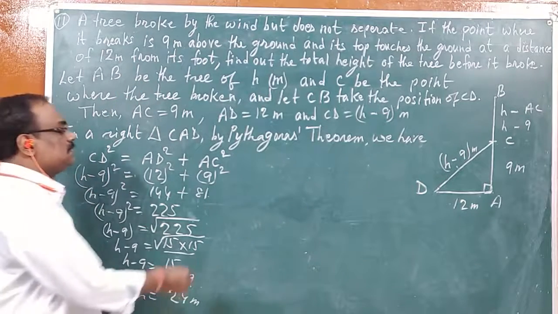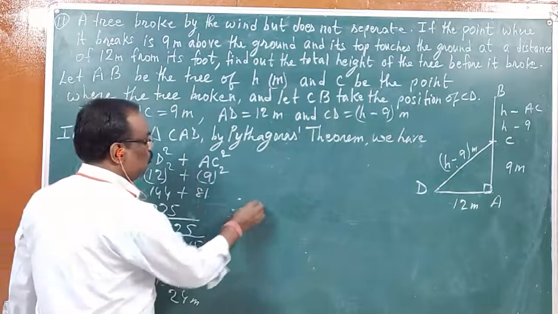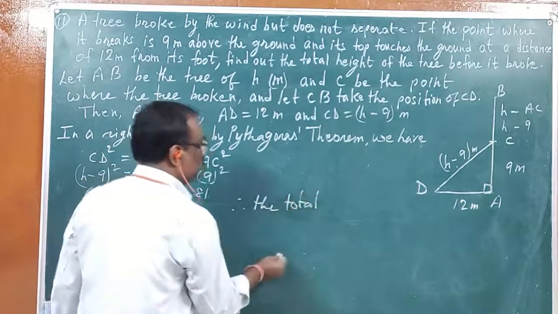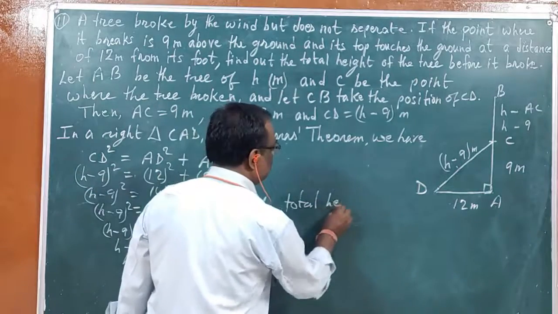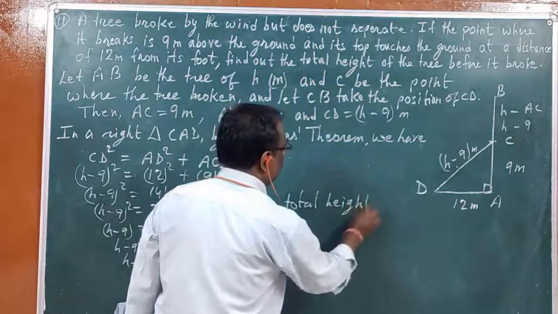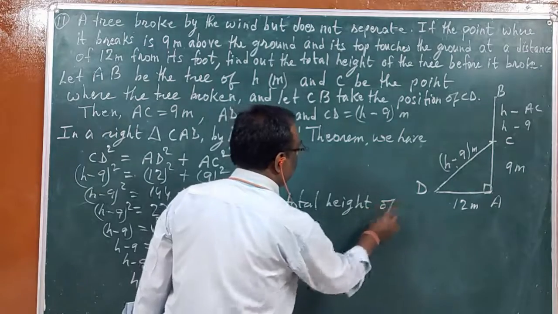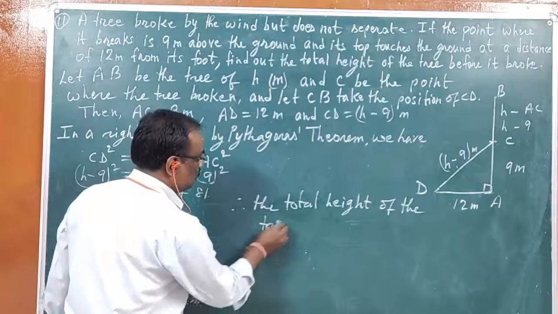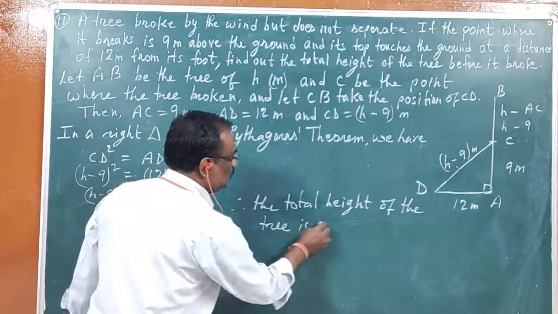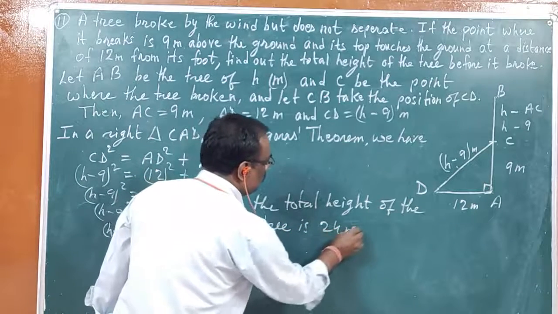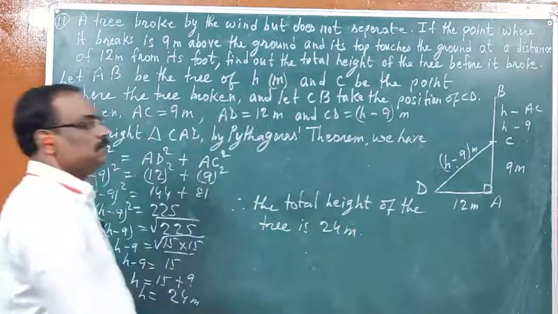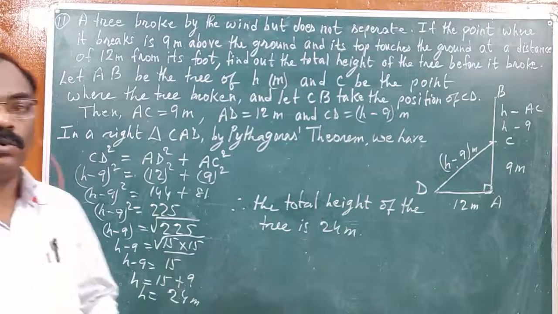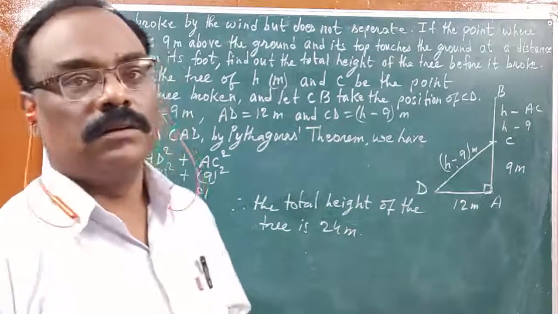So we can write the last step: therefore the total height of the tree is 24 meter. So this is how you will get the answer of question number 11.